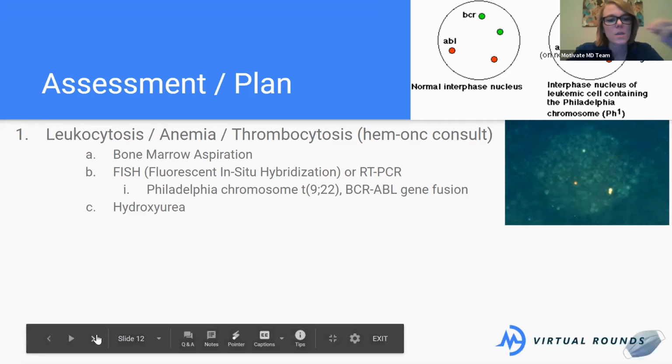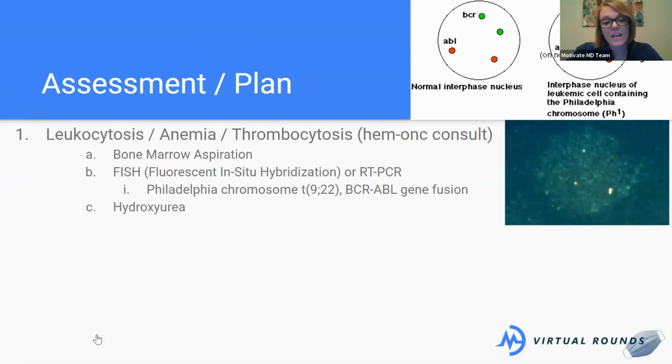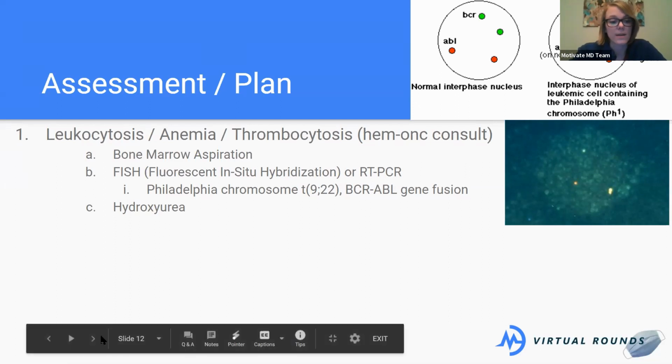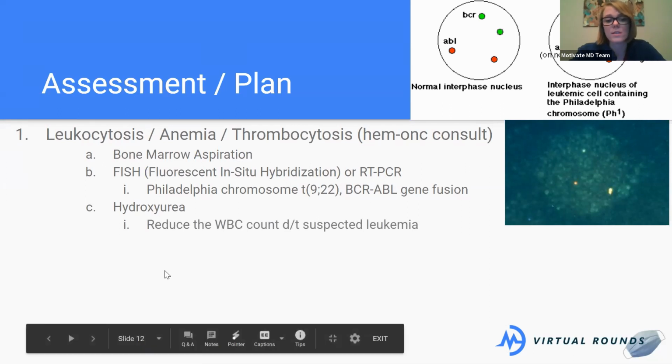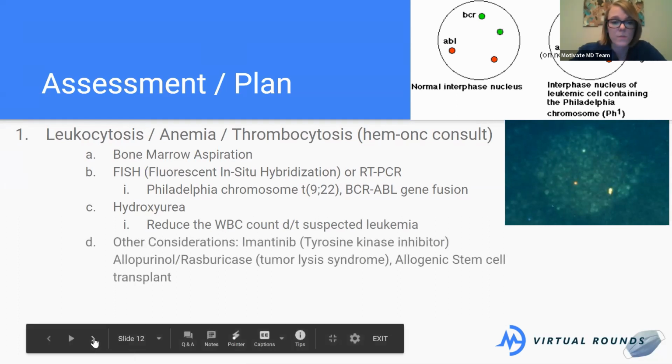We can certainly give hydroxyurea due to these increased white blood cell counts that are going on right now, to help symptomatically and also reduce these WBC counts, because we're certainly suspecting that this may be a leukemia at this point.